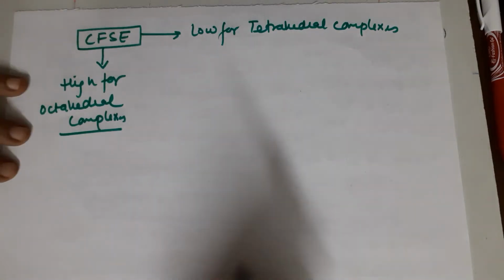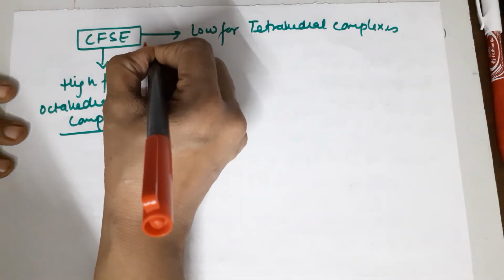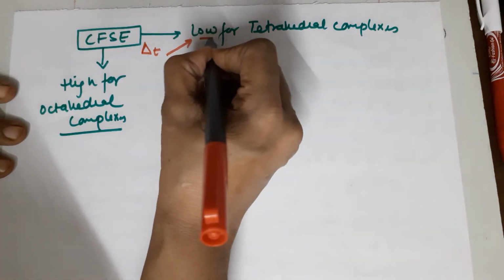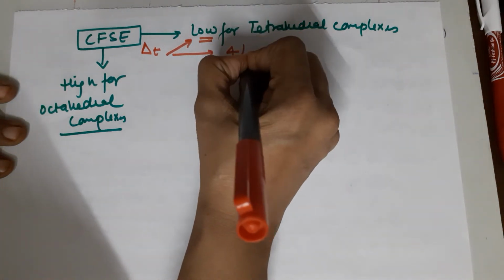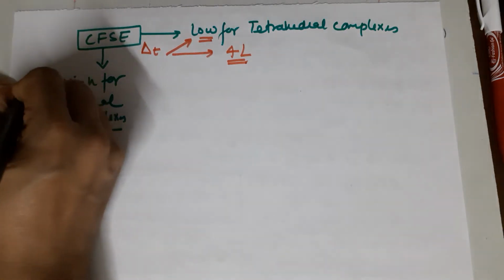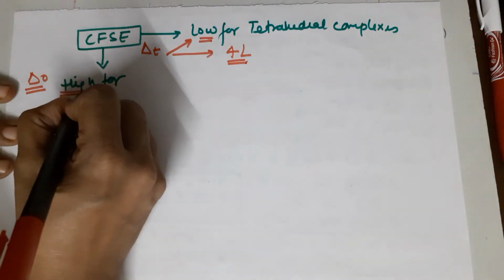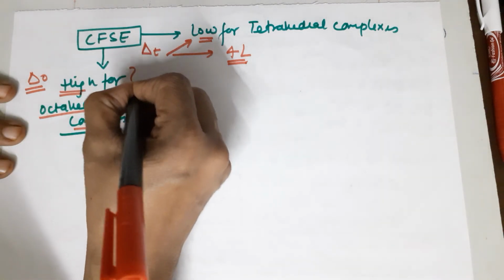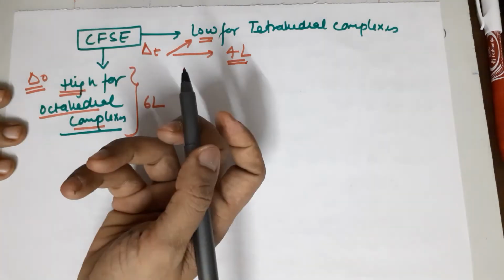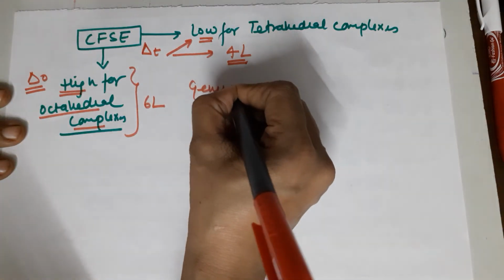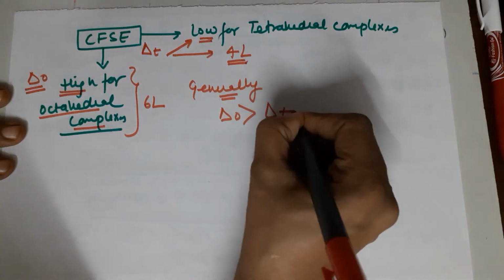Just to summarize it, your crystal field splitting energy for a tetrahedral complex is always low. Why is that? Because you have only 4 ligands. Whereas when I talk about delta naught, that is for octahedral complexes, it is always high. The reason is here you would have 6 ligands. Now if this delta naught is high, generally speaking, delta naught is greater than delta T.